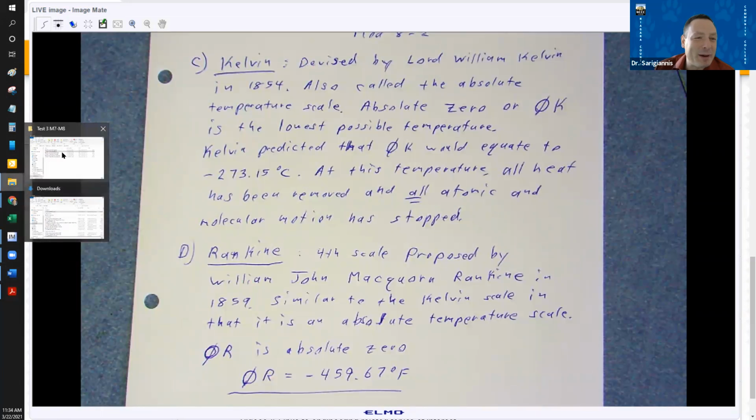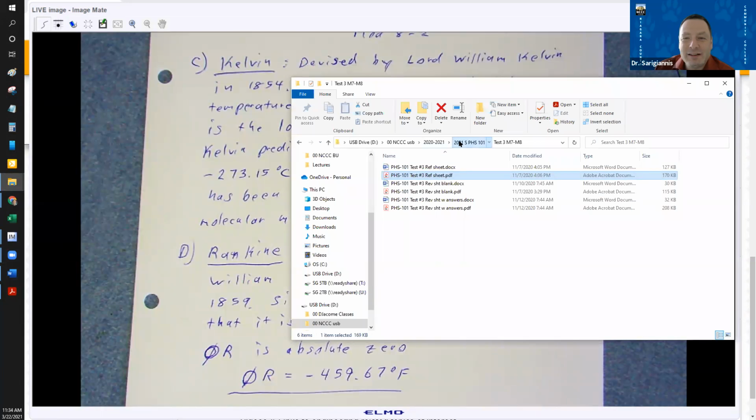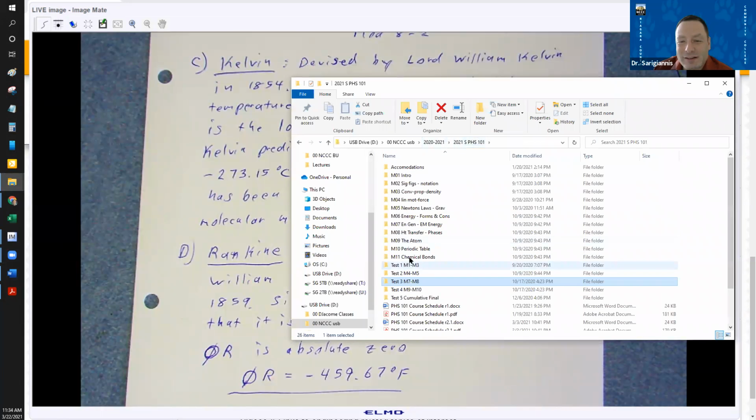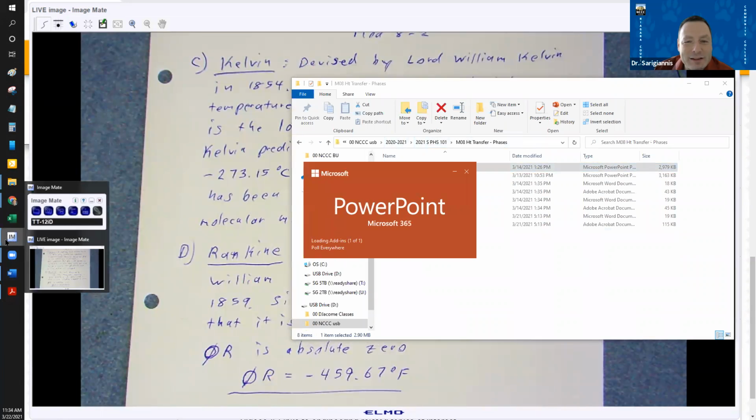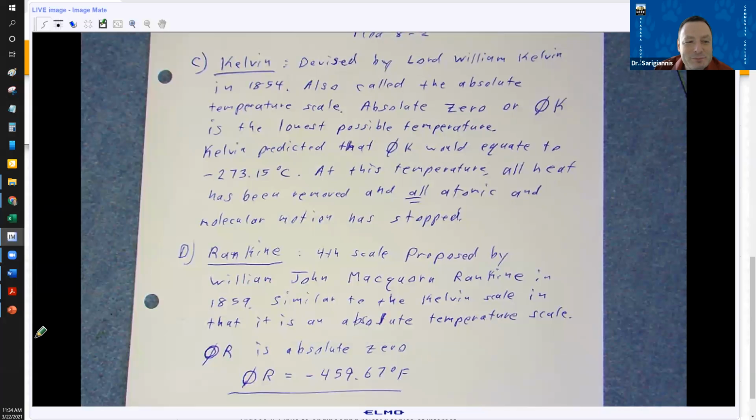Let me see. I'm going to open the PowerPoint here. Give me a minute, I'll open this file. I'll come back to the notes. I'm sure some of you are still writing this down. So, all right. So that's Rankine.